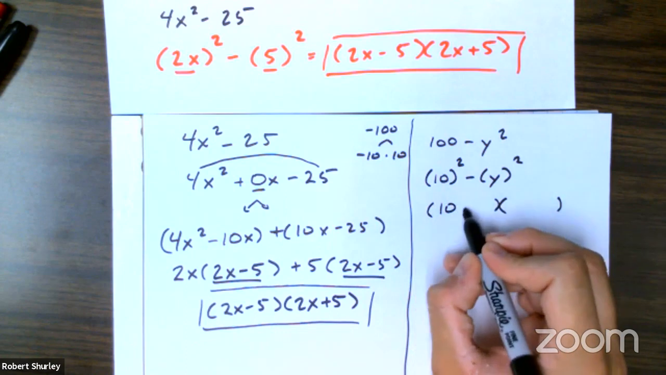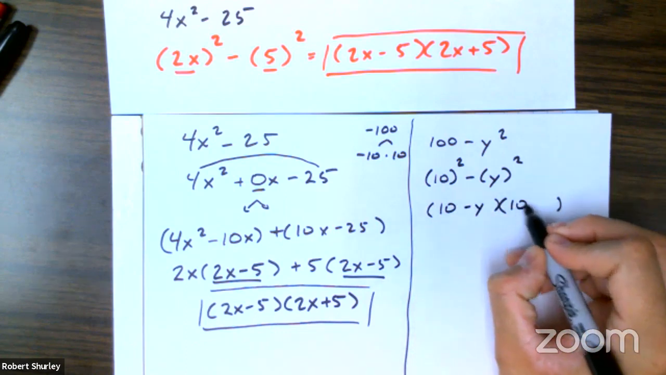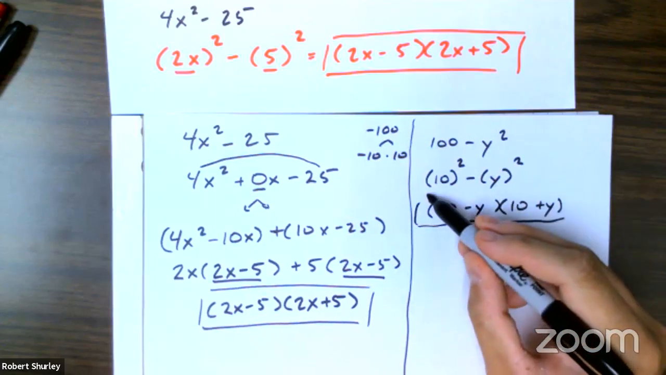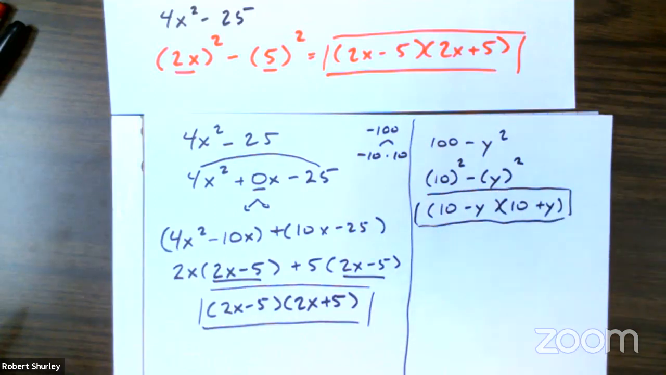This is going to be 10 minus y, 10 plus y, and we're done. And again, you're more than welcome to do that with the AC method. It's just going to take you a while. Questions? Any questions while I just kind of keep rocking and rolling here?